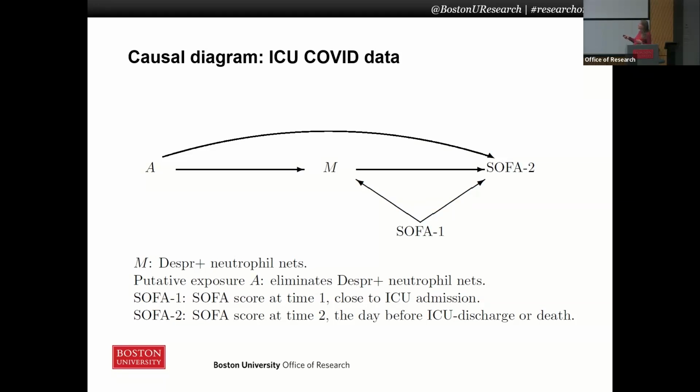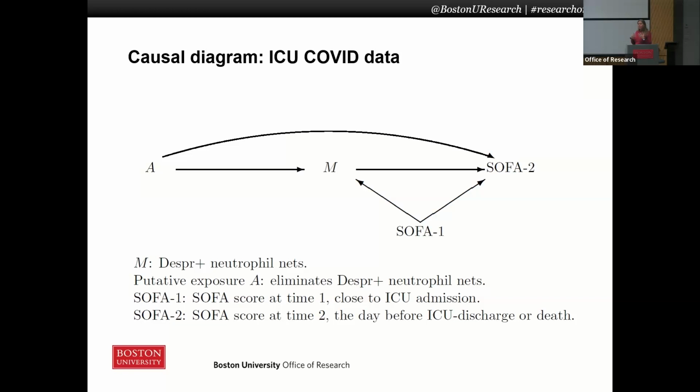And then here we have the desperate positive neutrophil nets, and here we have the SOFA score at the time of discharge. Now, when you know about causal mediation analysis, you know that you need all the common causes of the mediator and the outcome. Well, from the data that we saw before, the SOFA score at ICU admission is a common cause of the mediator and the outcome, so we put it in the DAG.